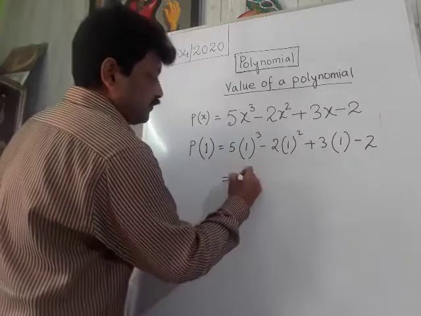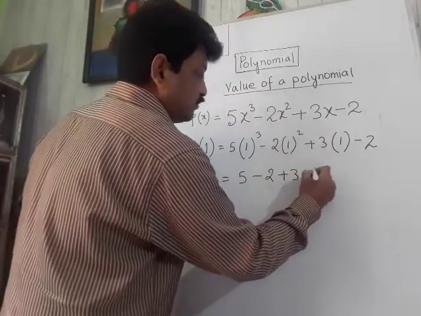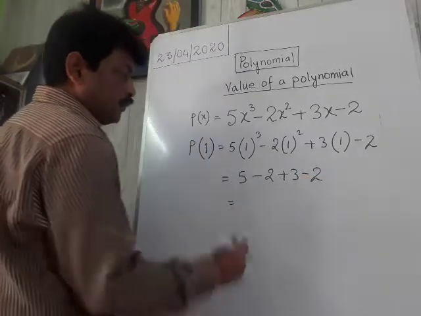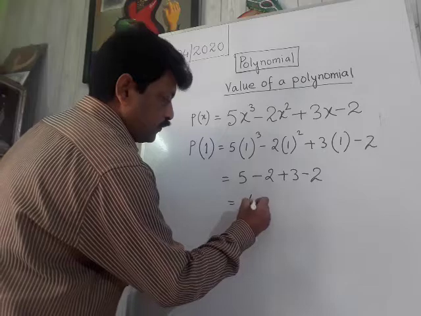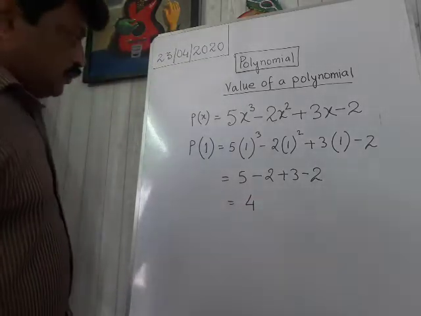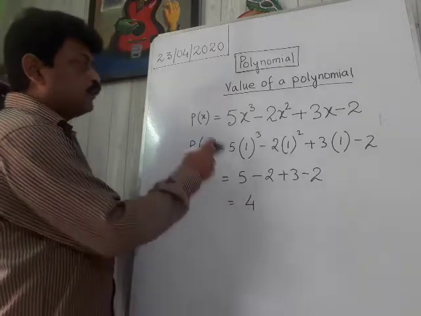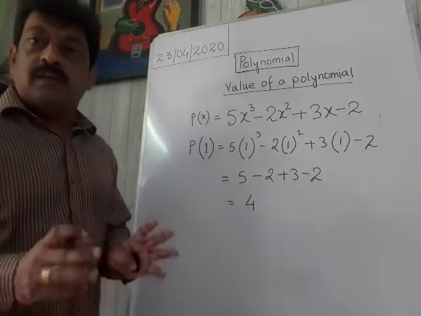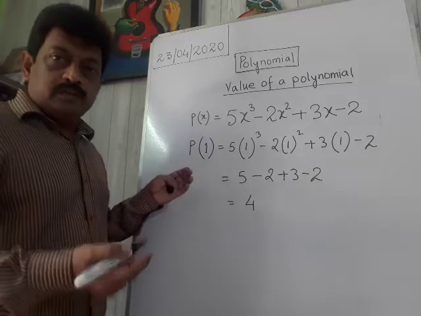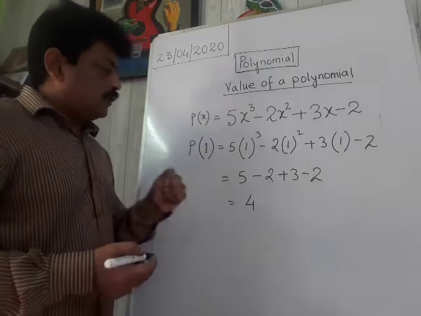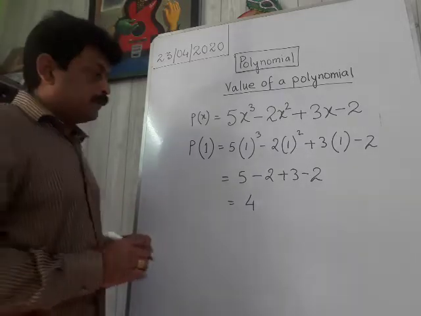So this will give us 5 minus 2 plus 3 minus 2. That is 5 plus 3, 8 minus 4. 4 is the answer. So we can say that 4 is the value of p(x) at x equals 1. Means if we put x equals 1, then we will get the value of the polynomial as 4. So 4 is known as the value of the polynomial.